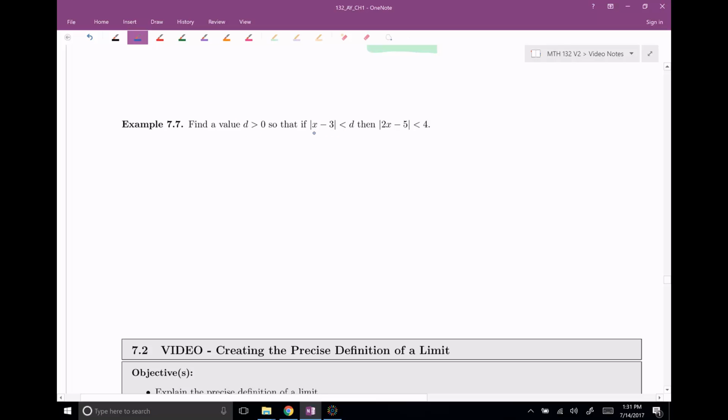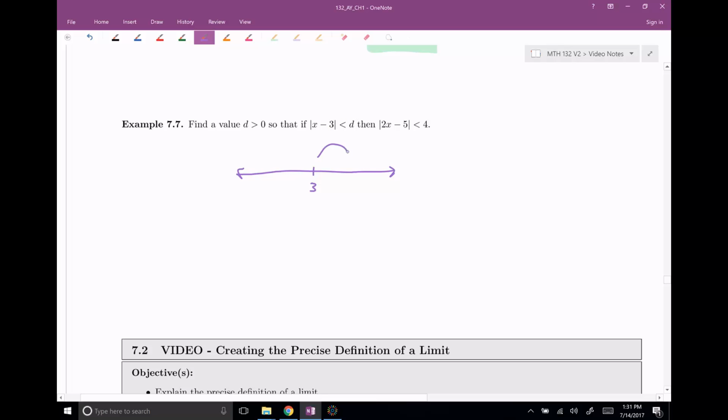So if x is within distance d from the value 3, then, well, this one doesn't have a nice distance statement. So, right, it is a solution to this absolute value inequality. Let me go ahead and write out some number lines here just so we can visualize this. The first one, we're centered around 3, right? So this is a distance d away from 3.